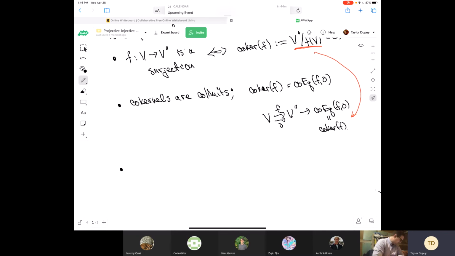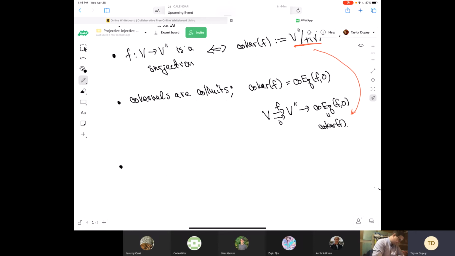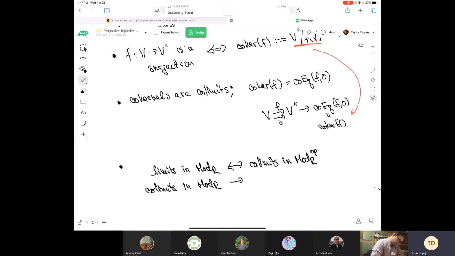The other fact that you need is that limits in mod R correspond to co-limits. You just reverse all the arrows in the opposite category. In particular, co-limits in this category correspond to limits in this category.